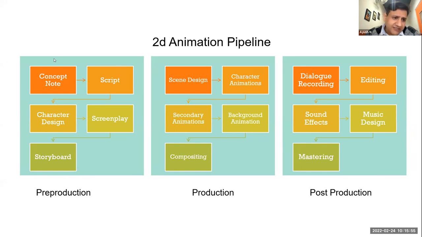So one has to write it down formally, it just helps. It's called a concept note. That is the first step. Once you have a concept note ready, then you want to write a script. You know, you've decided that you want to make a film, it will have these three characters. What will they do? You need to write a script for that.